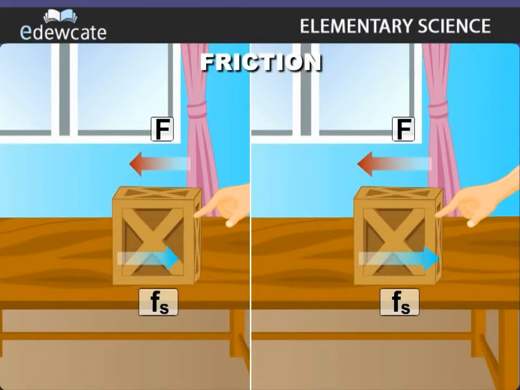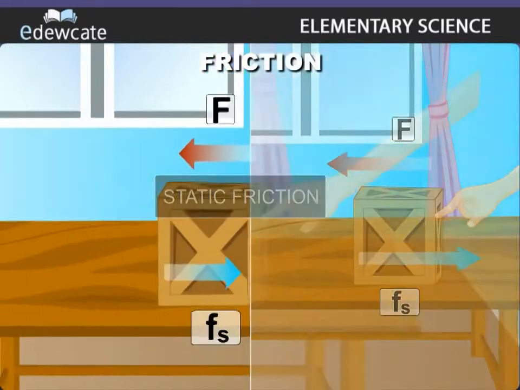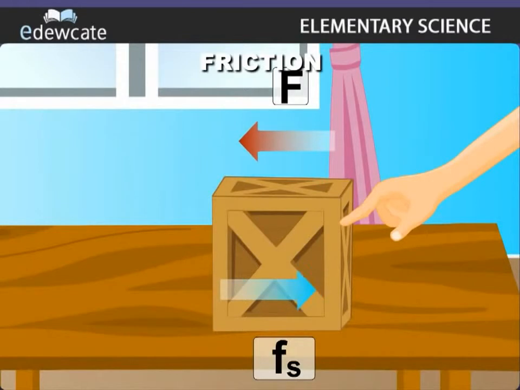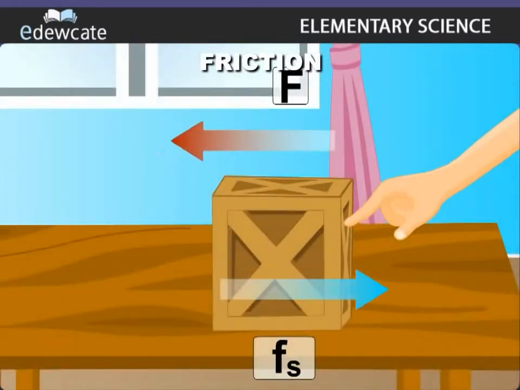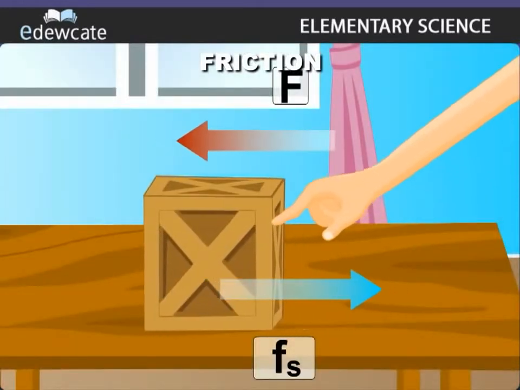As the applied force F increases, Fs also increases, remaining equal and opposite to the applied force up to a certain limit, keeping the body at rest. Hence, it is called static friction. Static friction opposes impending motion. The term impending motion means motion that would take place, but does not actually take place under the applied force if the friction were absent. As the applied force exceeds a certain limit, the body begins to move.